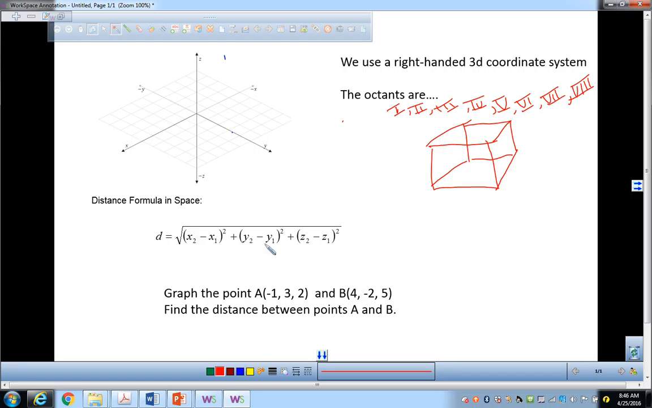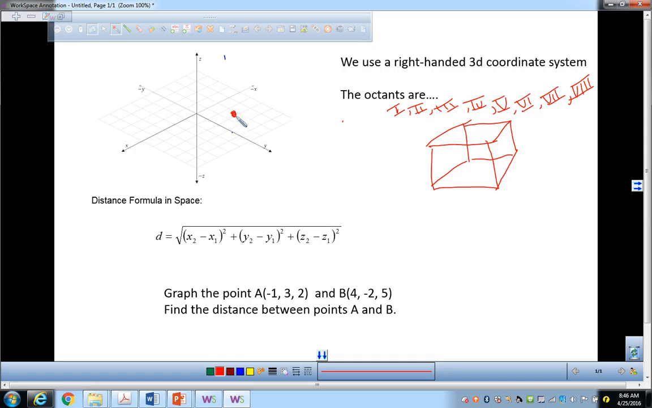So in space, you can use the three-dimensional distance formula to find the distance between points, just like you can in the xy plane. And so the way you graph these things, (-1, 3, 2) means you go backwards 1, you go over through positive 3, 1, 2, 3, and up 2, 1, 2.